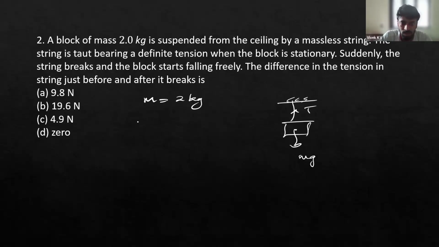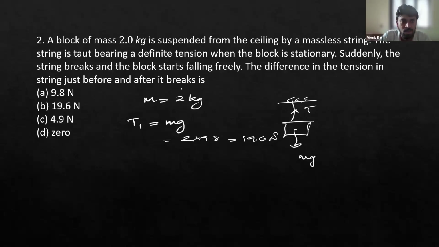So let us call this tension before breaking T1. T1 is nothing but equal to the weight of the block, mg. We have to consider g as 9.8, because from the options you can see. So 2 into 9.8, the initial tension in the string will be 19.6 Newton.